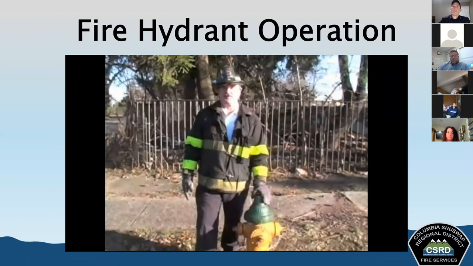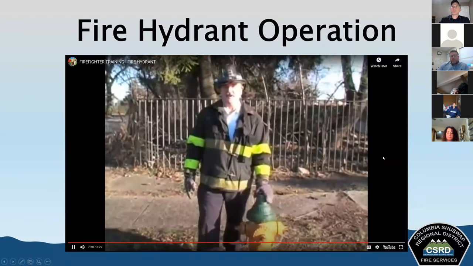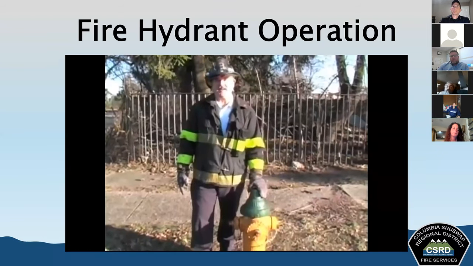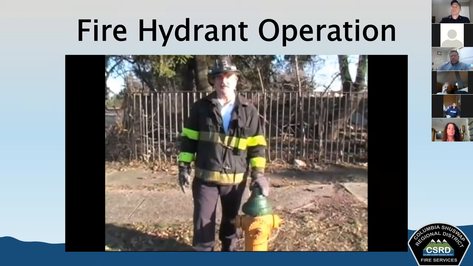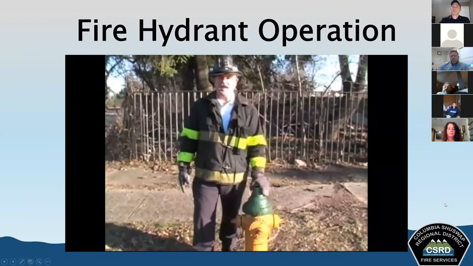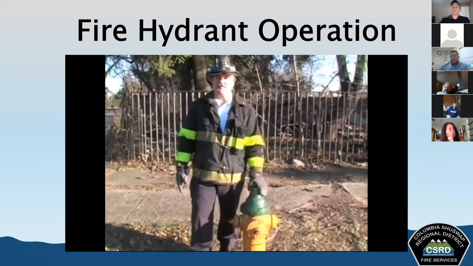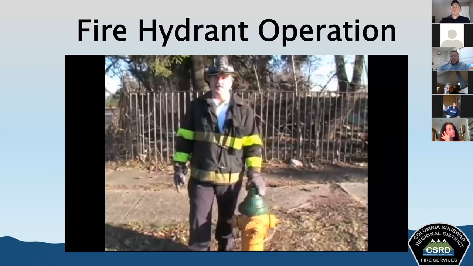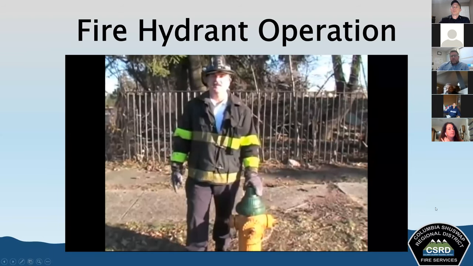Establishing a positive water supply is an essential step in the fire attack procedure. Assuring the supply prior to commencing an attack increases your members' safety by reducing the chances of the line going dry. Only with an adequate amount of water can extinguishment be expected. A working hydrant supplies the lifeblood for our firefighters. Thanks for watching.